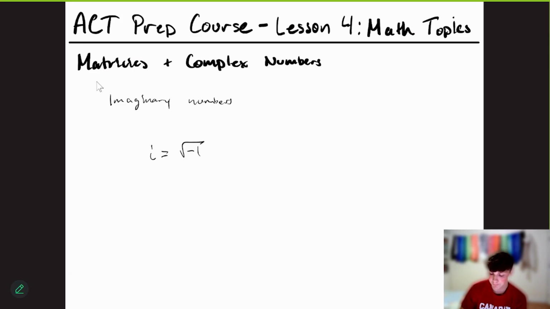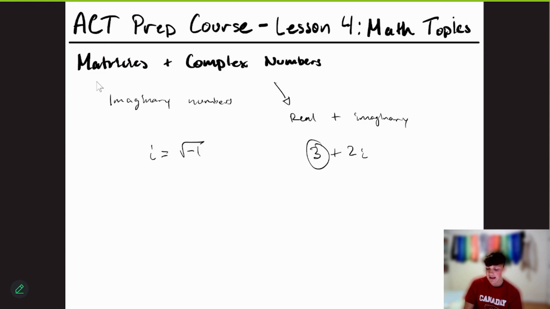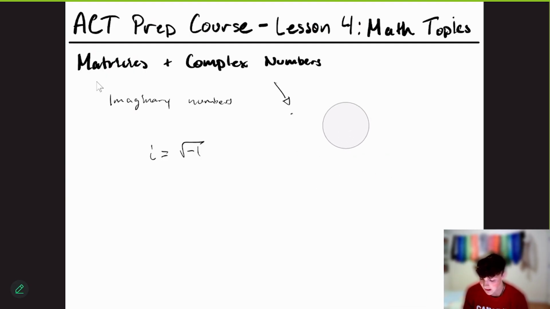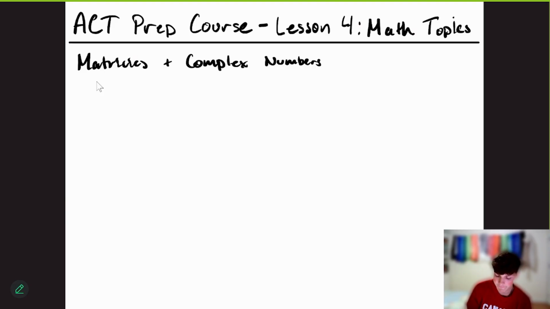A complex number is a number, any number, that contains both real and imaginary parts. An example of this is 3 plus 2i, right? We have a real part and an imaginary part. It's called a complex number because it combines real and imaginary. Okay, so this is a complex number. There's a couple of things we want to talk about. First is the complex plane.